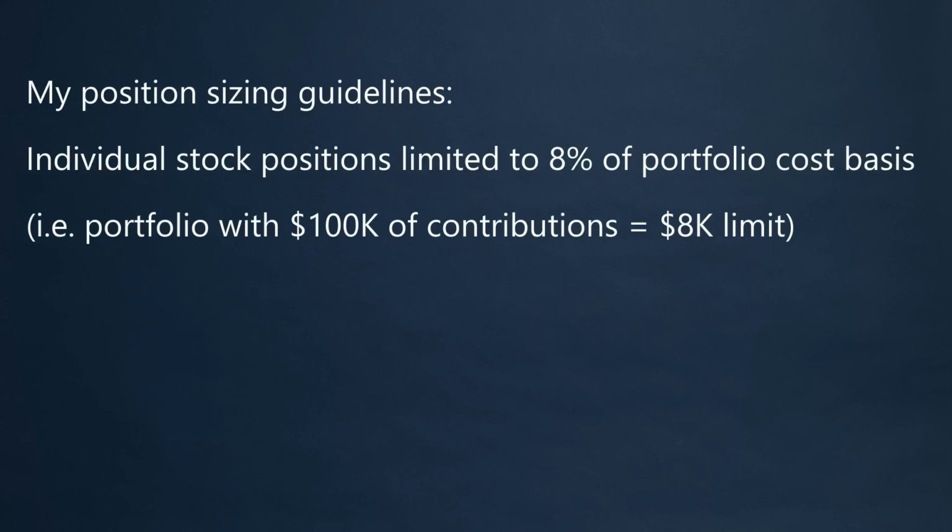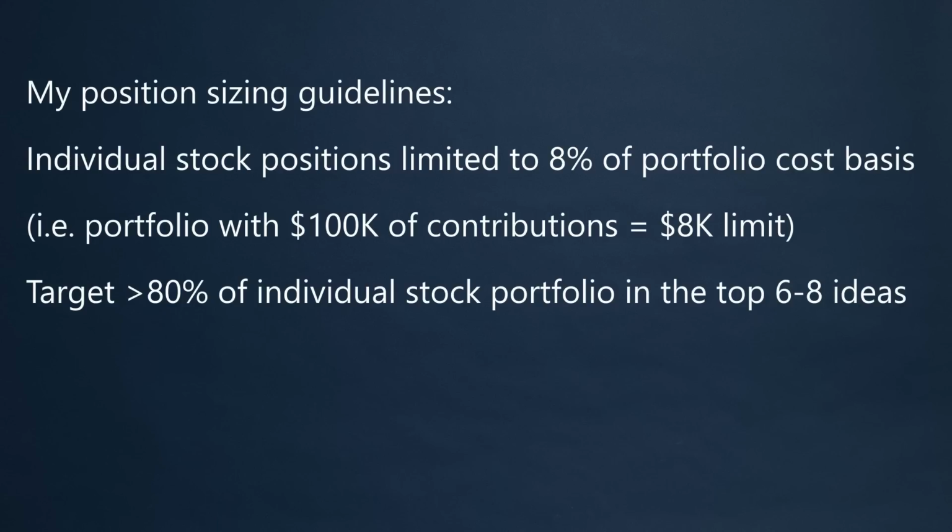For example, let's say you've contributed $100,000 to your portfolio. It's now currently valued at $130,000. Applying this 8% rule to the cost basis means that you wouldn't invest any more than $8,000 in a single stock. While the first rule is designed for diversification, the second rule is designed for concentration and focusing your portfolio on your best or highest conviction ideas.